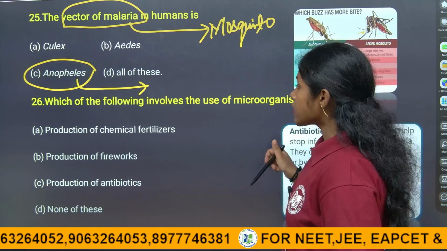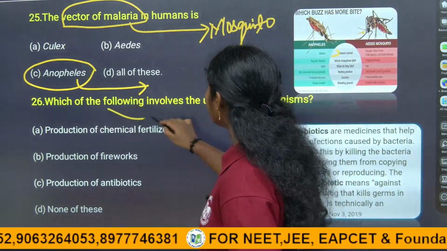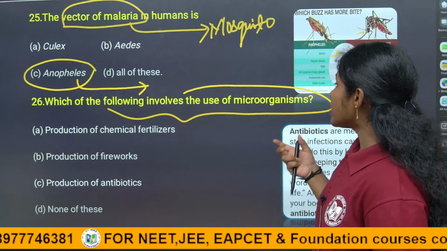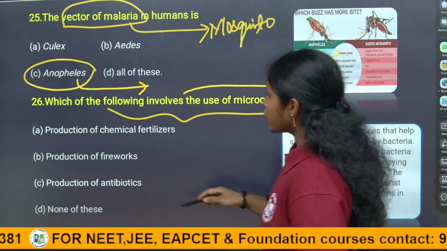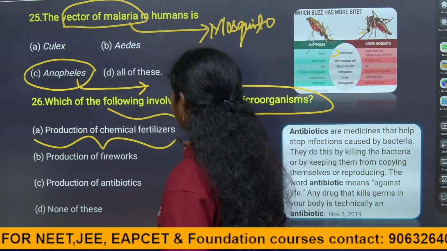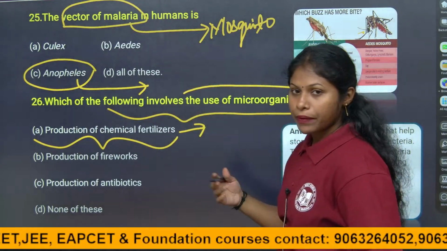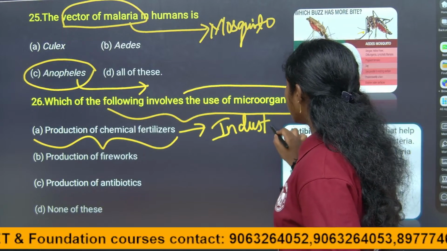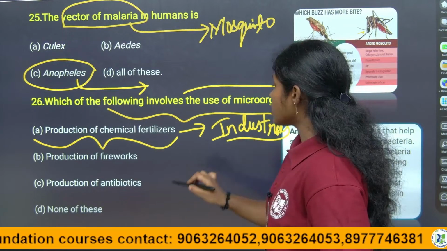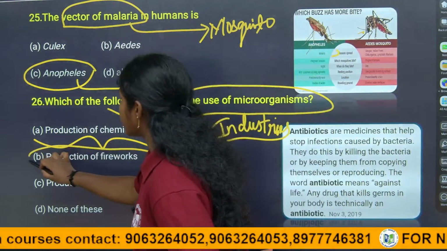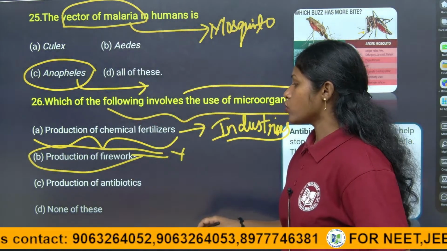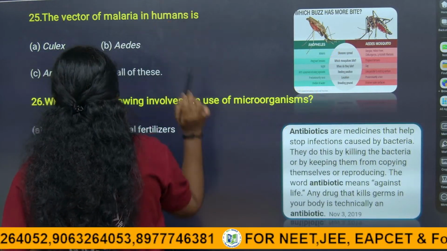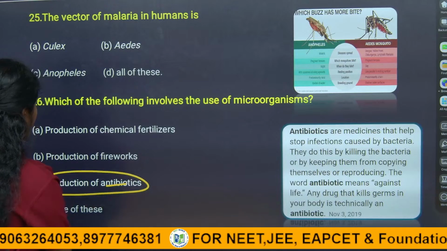So, here they are asking which of the following involves the use of microorganisms. The production of chemical fertilizers, no, they are chemically prepared in the industries. Production of fireworks, no, the answer is absolutely not correct. The production of antibiotics is correct. None of these is not the answer. So, the answer is antibiotics.